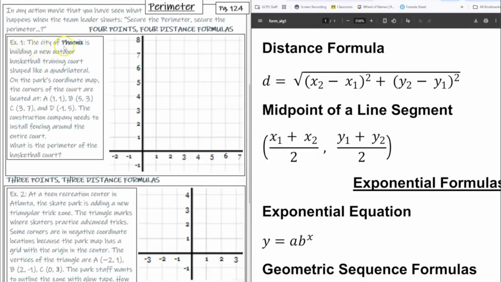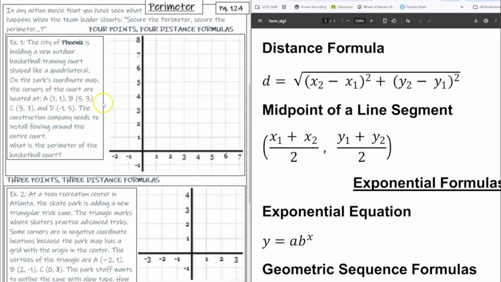So example one: the city of Phoenix is building a new outdoor basketball training court shaped like a quadrilateral. A quadrilateral just means a shape with four sides, quad. On the park's coordinate map, the corners of the court are located at blah, blah, blah. The construction company needs to install fencing all around the court. So what does that mean? I need to go around the entire court, which sounds like perimeter. What is the perimeter of the basketball court?